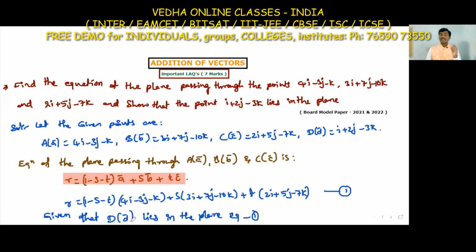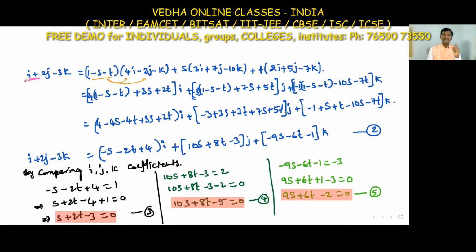But it is given that the point D lies in the plane. If the point D lies in the same plane, then it satisfies equation 1. Now I am taking the point D: i plus 2j minus 3k equals (1 minus s minus t) into 4i minus 3j minus k, plus s into 3i plus 7j minus 10k, plus t into 2i plus 5j minus 7k.